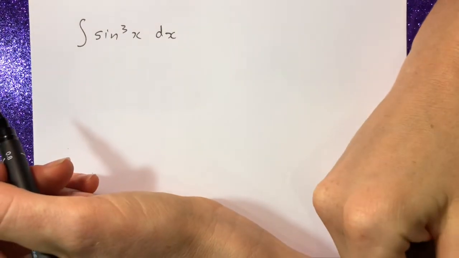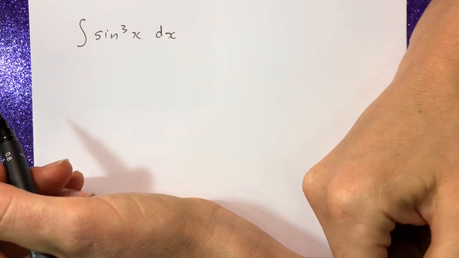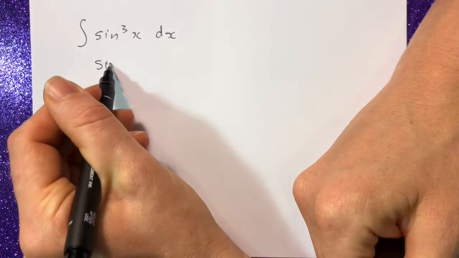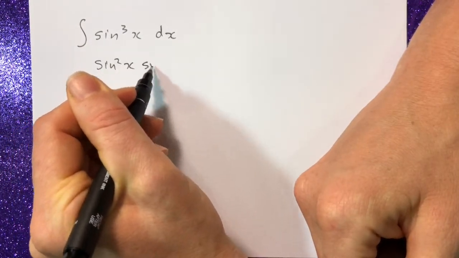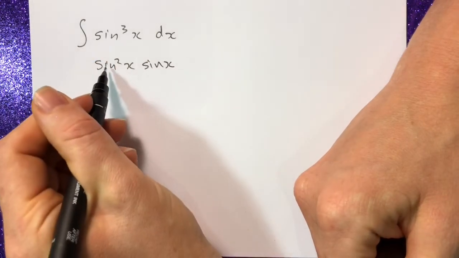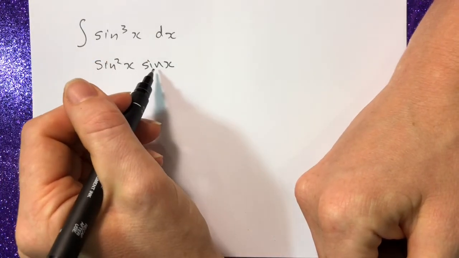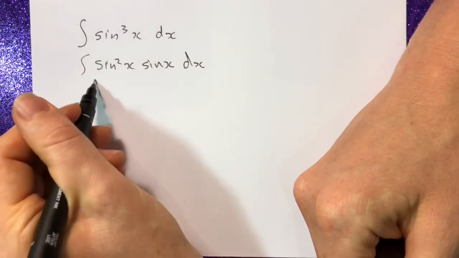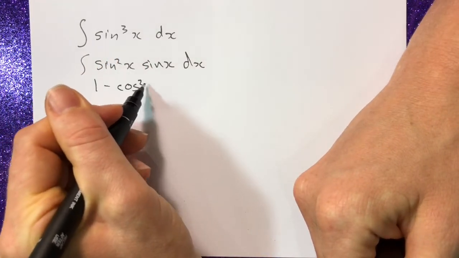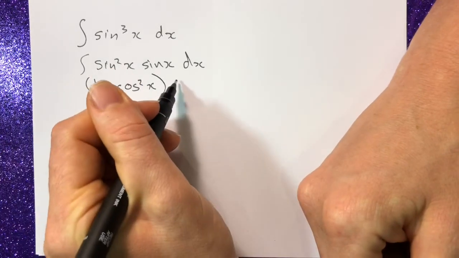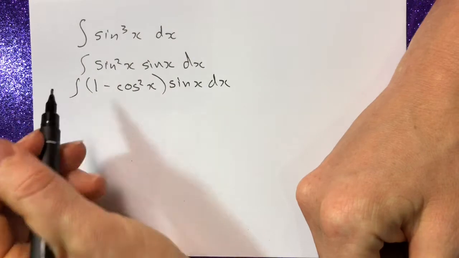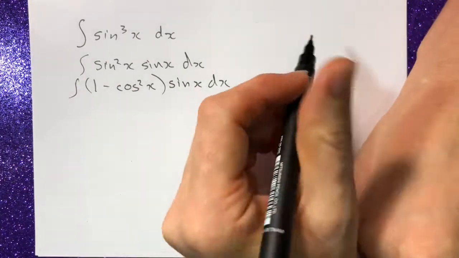Here's another one where we can go for that tactic, but we just have to do a little bit of fiddling first. So sine cubed x is the same as sine squared x times sine x. Now, I've created a function with a power, but I don't have the inner derivative yet. But if I swap sine squared x for 1 minus cos squared x, which I can do using sine squared plus cos squared equals 1, now I've created myself something that I can do that with.